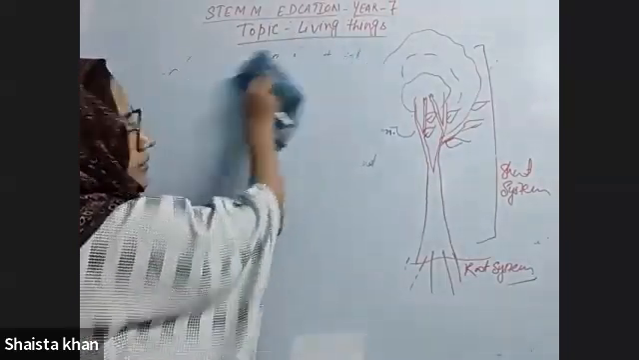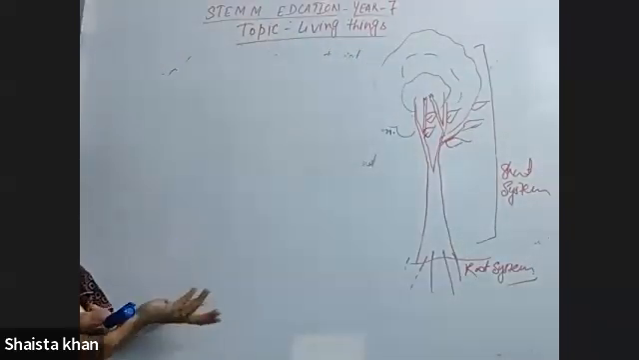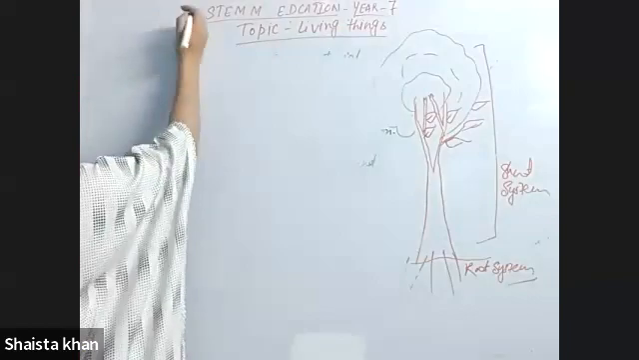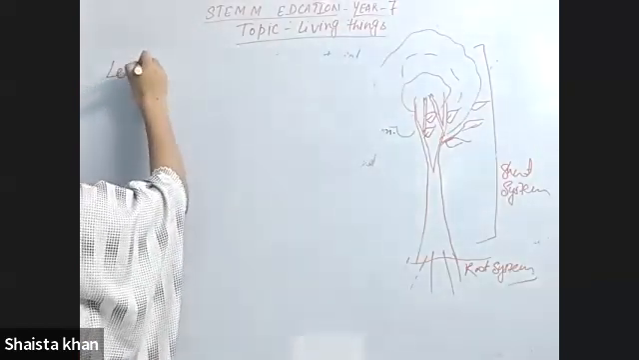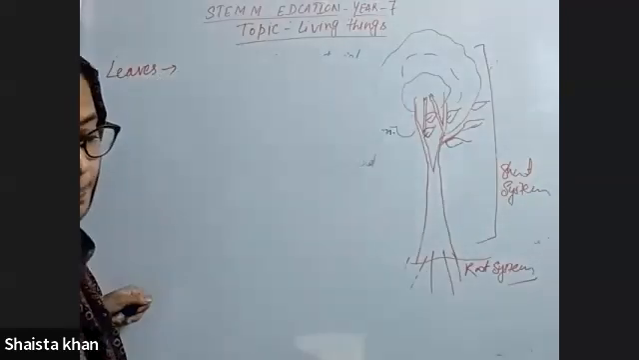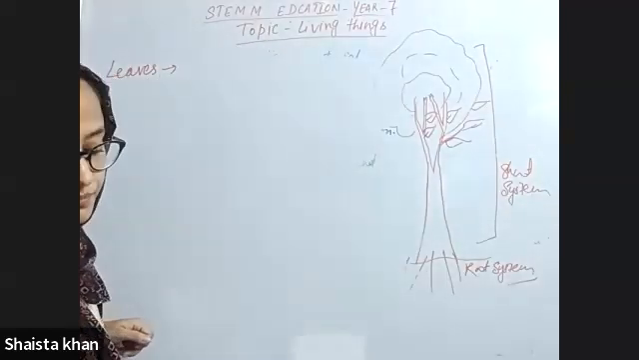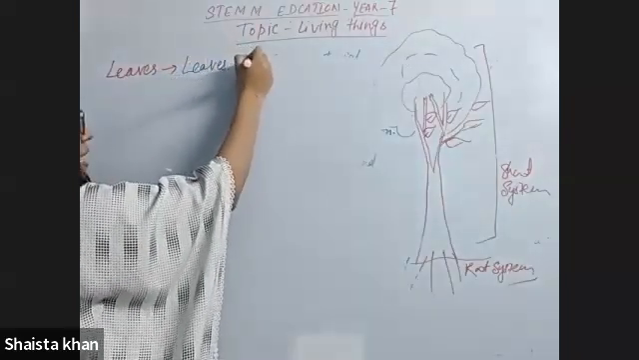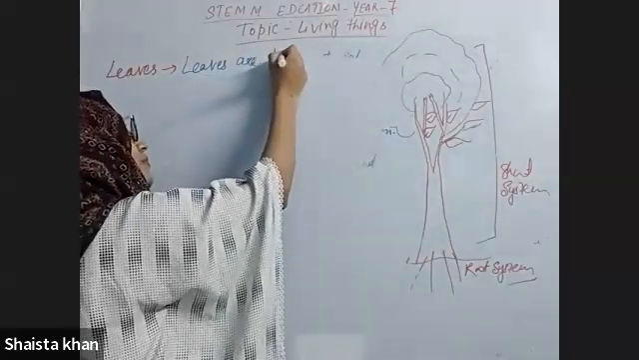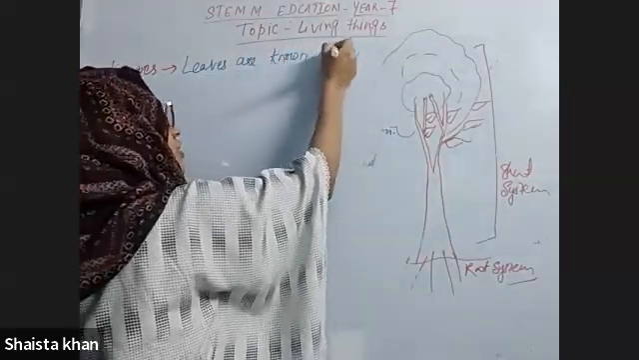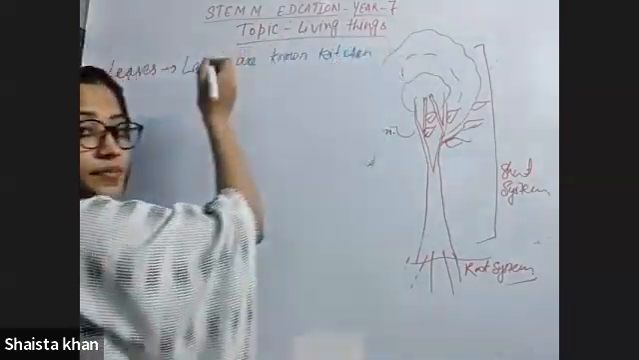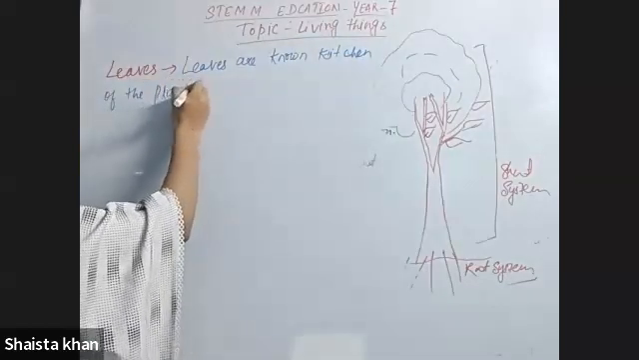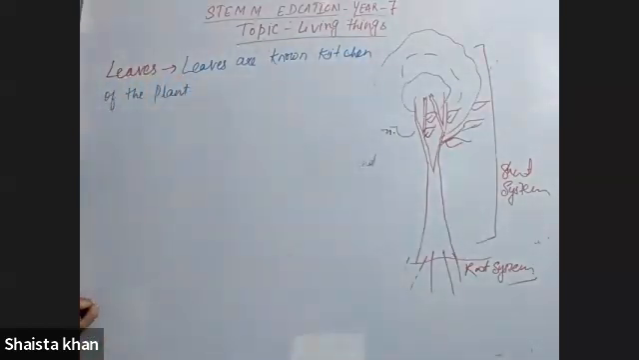Next is the leaf. The basic function of the leaf is preparing food. Leaves are known as the kitchen of the plant. Do you know this? Known as the kitchen of the plant.